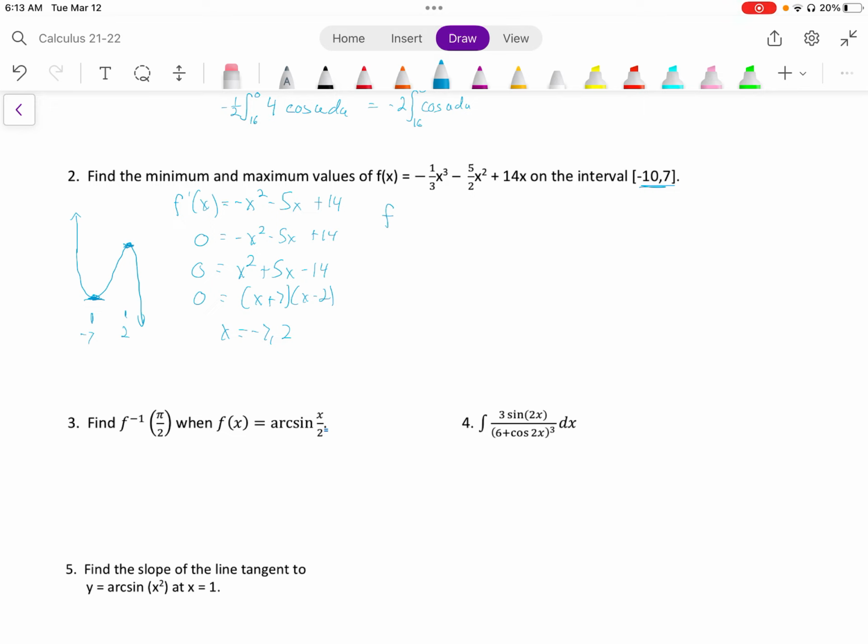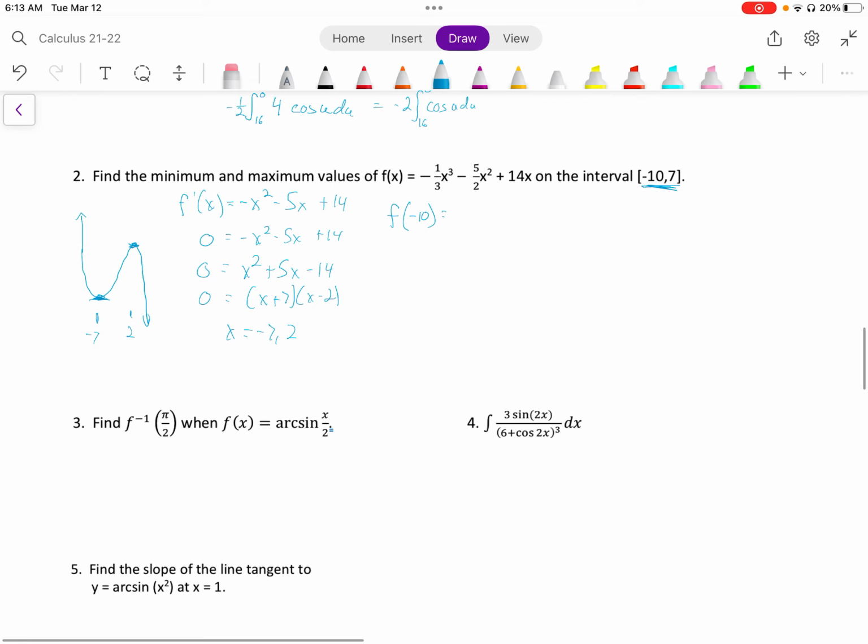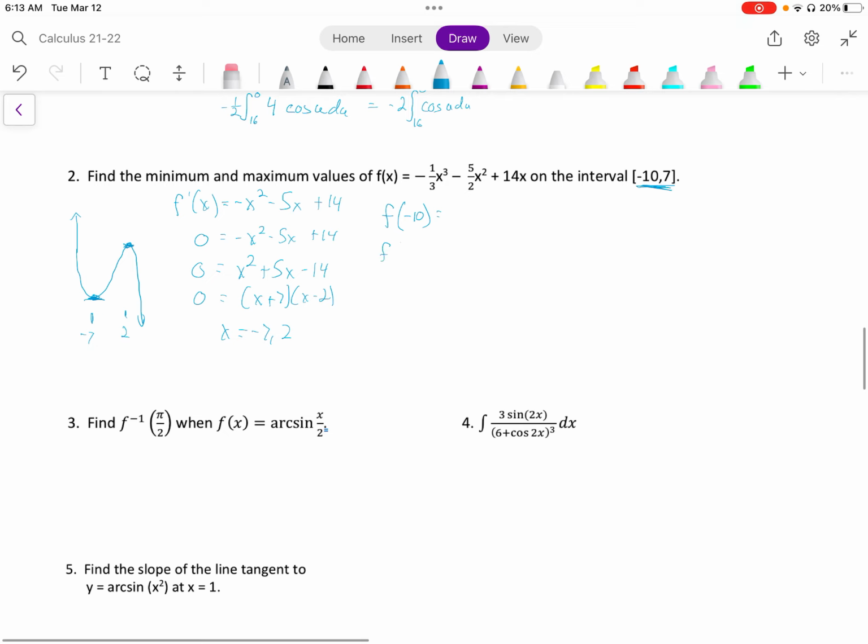and smallest. So let's start with the furthest left, so f of negative 10. Then we'll do f of negative 7, f of 2, and f of 7. Plug those in, find out which is the maximum, which one's the minimum. And I'm going to stop there.